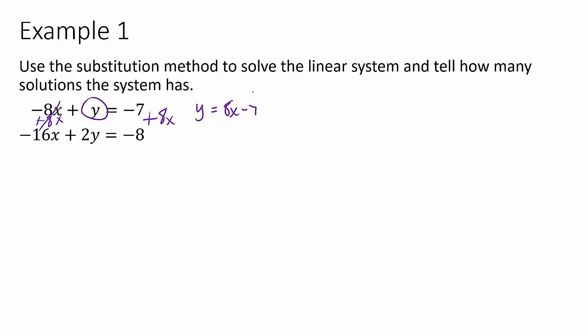I'm going to take this 8x minus 7, which is what y equals, and put it in my other equation right here where y is. So that I get negative 16x plus 2 times 8x minus 7 equals negative 8. I will distribute.